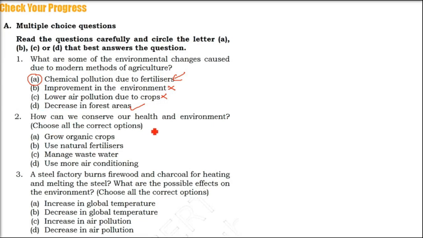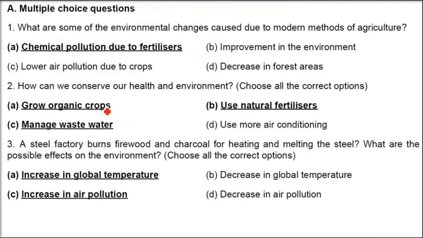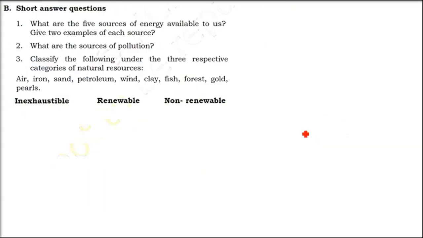be correct. How can we conserve our health and environment? Choose all the correct options. Growing organic crops. So you can conserve the health and environment by this. First is growing organic crops. This is important. Then using natural fertilizer, it is okay. Managing wastewater. Use more air conditioning, no. It has to be as little as possible. So these are incorrect, others are correct.